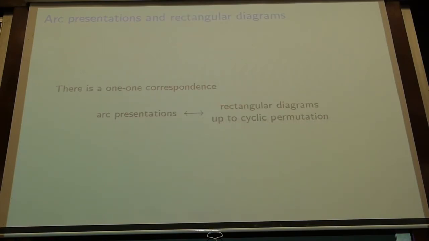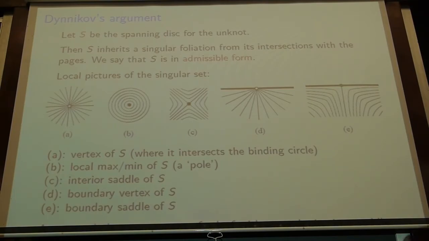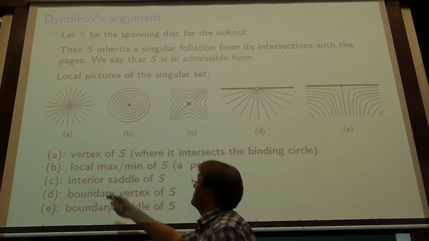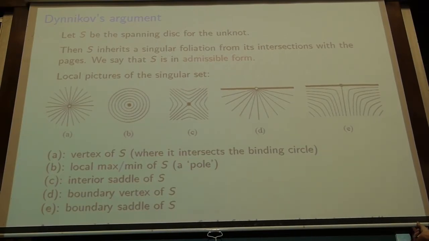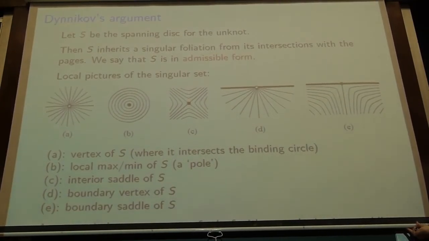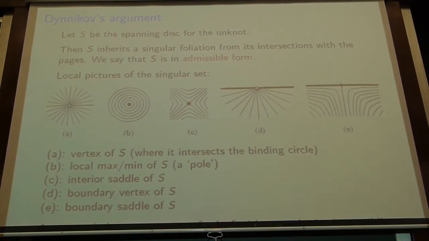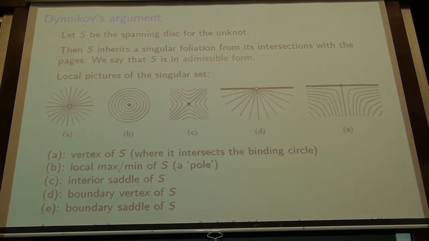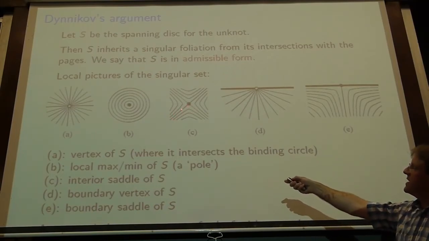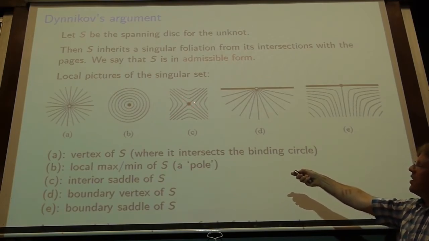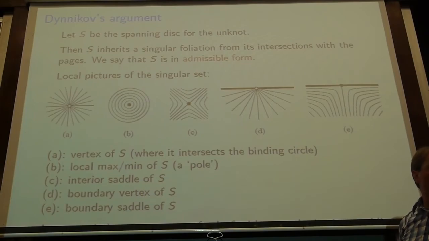So you have this type of singularity as you slice through the binding circle, and then you have these types of singularities near the boundary of the disk, which we won't worry so much about. What it says is that a separatrix is a component of a leaf. There are certain special leaves of this singular foliation which end on saddles. Those are called separatrices.